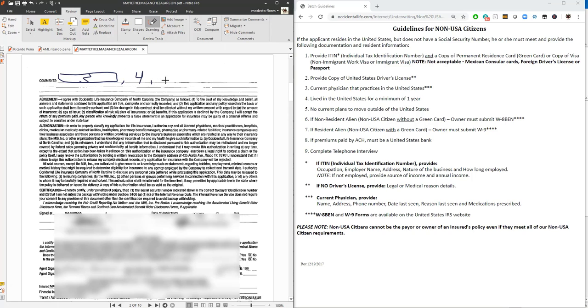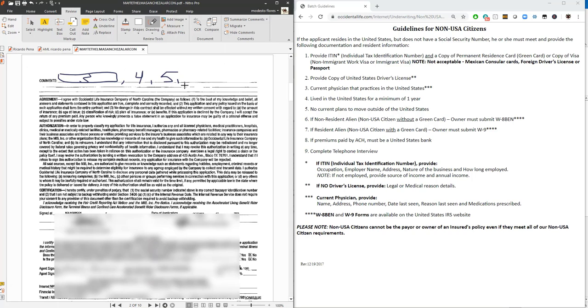Number 5 is no current plans of moving outside the US. So that's a question to the customer, and we say, Mr. Customer, do you have current plans to move outside of the US? Yes or no? If it's a no, we put customer does not plan to move outside the US. That's a note. So we didn't complete 3, 4, 5.